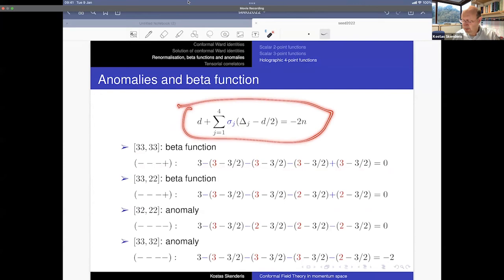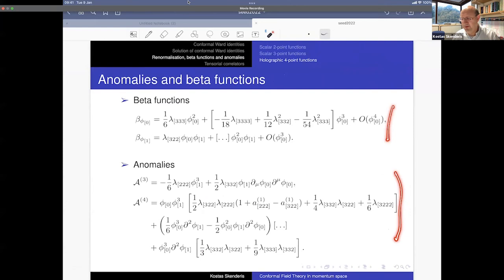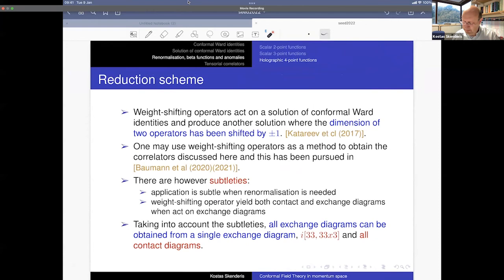So this means that if I have a four-point function with 4 external operators of dimension 3, then there would be an infinity that requires a counterterm, which is of beta function type. And then one can compute a beta function, and then one can compute infinities. Let me skip that part. There is yet another way to get to the same correlators using so-called weight shifting operators. But let's not discuss this.